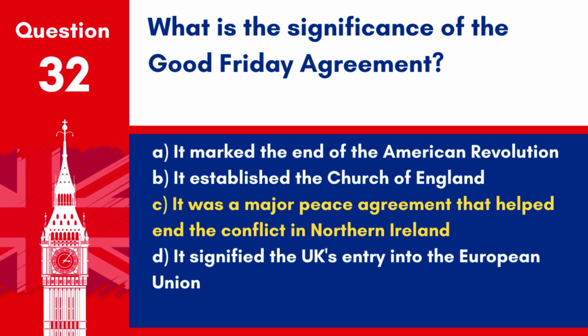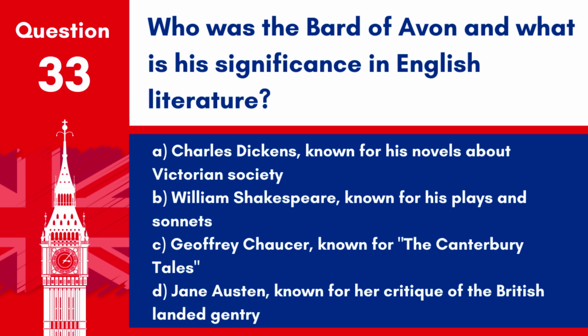Answer: C. It was a major peace agreement that helped end the conflict in Northern Ireland. Signed in 1998, the Good Friday Agreement was a crucial step in the peace process, helping to end decades of conflict. Question 33. Who was the Bard of Avon, and what is his significance in English literature?